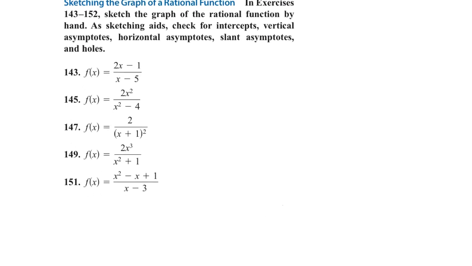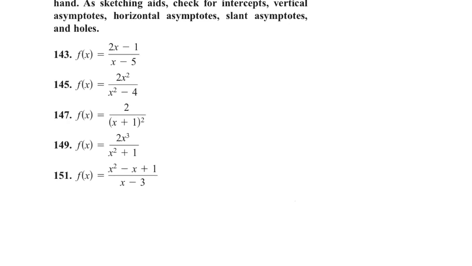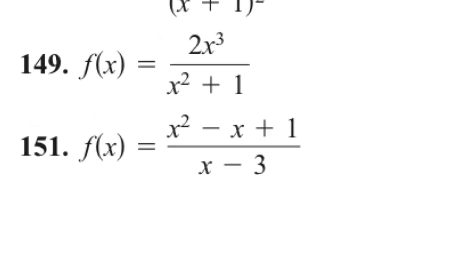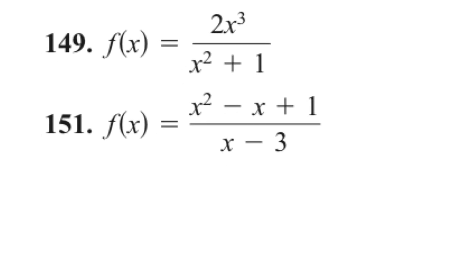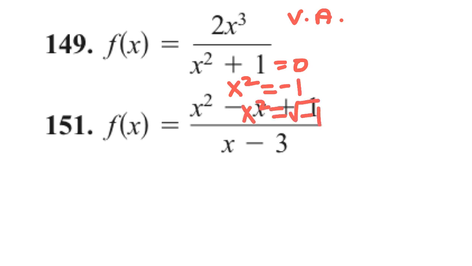It says sketch the graph of the rational function by hand. As sketching aids, check for intercepts, vertical asymptotes, horizontal asymptotes, slant asymptotes, and holes. Okay, so if I look at 149, let's go in the order that we would typically do this in. I can't simplify that. There's no factoring, right? So I would go to vertical asymptotes. For vertical asymptotes I set the denominator equal to 0. So when I set this equal to 0, I get x squared equals -1. x would equal the square root of -1, and there is no such thing. So there's no vertical asymptotes.